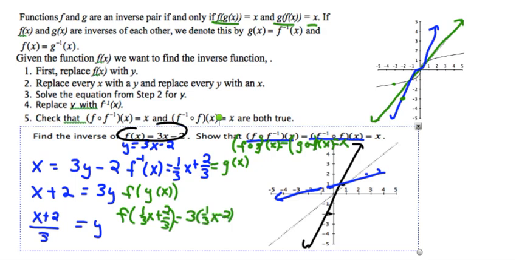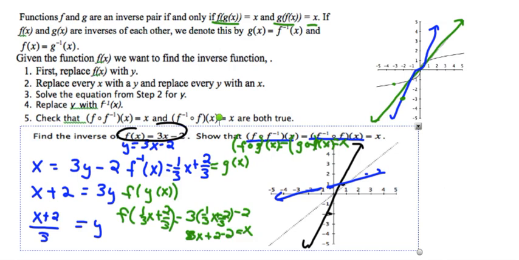I'm sorry, plus 2/3 minus 2. Distribute that. That's 3x plus 2 minus 2. That's equal to, oops, that's just x, not 3x. That's equal to x. So I proved it the first way. Now I'm going to prove it the second way.